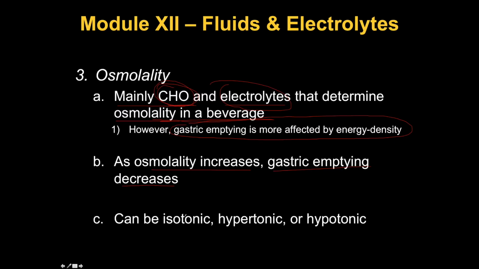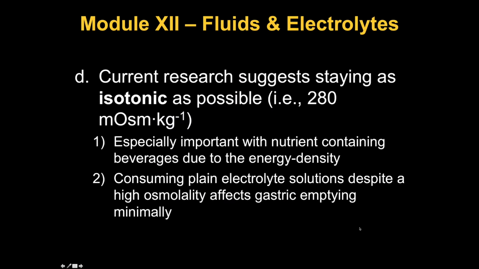Osmolality, as you recall, can be isotonic, hypertonic, or hypotonic. And it turns out through current research that we want to strive for 200 milliosmoles per kilogram. And if you recall, that's the osmolality of blood. So it seems, very interestingly so, that staying as isotonic as possible seems to be the best way to optimize gastric emptying. This is especially important with nutrient-containing beverages due to the energy density of those beverages. Carbohydrate-loaded beverages really are concerned with affecting the osmolality.